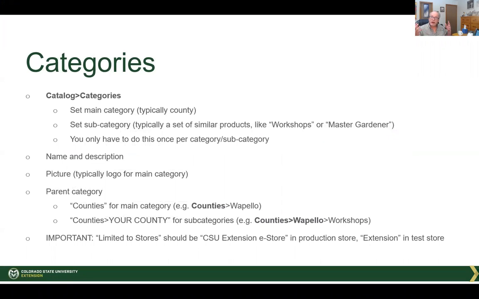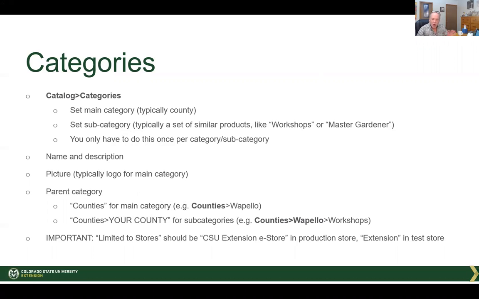So we'll start by setting categories. This is the first thing you need to do whenever you're setting up the eStore. You set your main category. Typically, that's going to be your county or your group that you're in. You then can set subcategories within that category, say things like workshops, master gardeners, fees, t-shirts, coffee mugs, that kind of thing. You only have to do this once per category and per subcategory. But this is your first step in getting involved in the eStore.